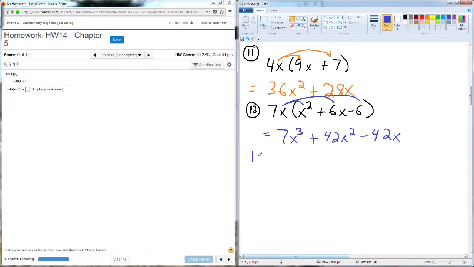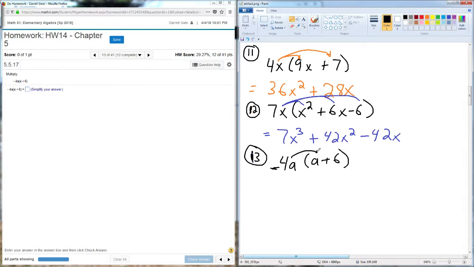Number 13. I thought I changed colors. Oh, I hit twice. Every time I switch screens, I have to hit it twice. Negative 4a times a plus 6. Okay, so negative 4a times a plus 6.